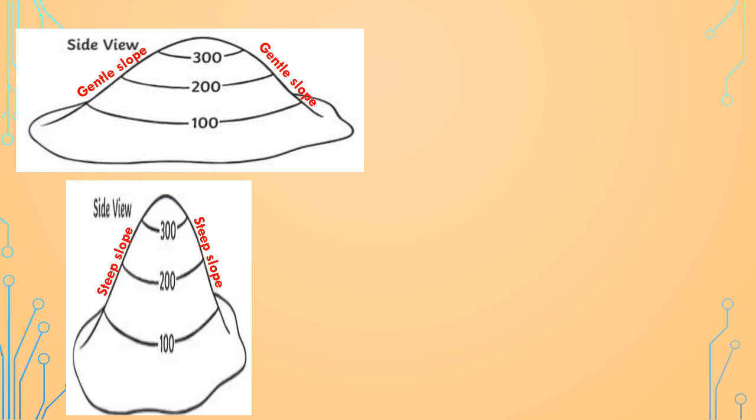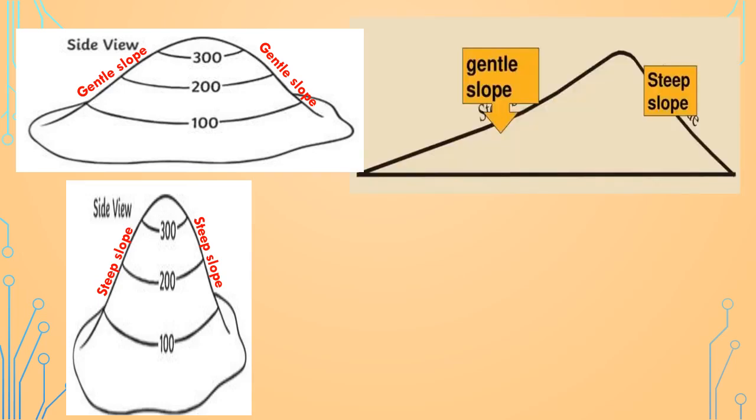A hill may have gentler slopes on all sides, or it may have steep slopes. A hill may also have a gentle slope on one side and a steep slope on the other side. Because of this, even the contour lines show differences. Let us learn about that now.